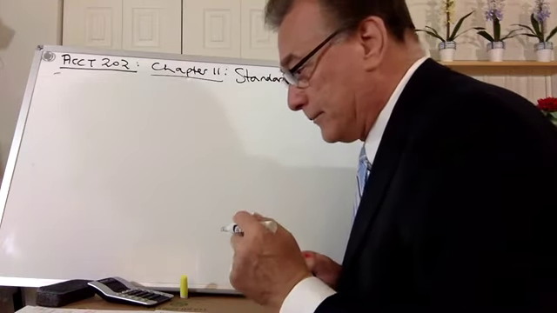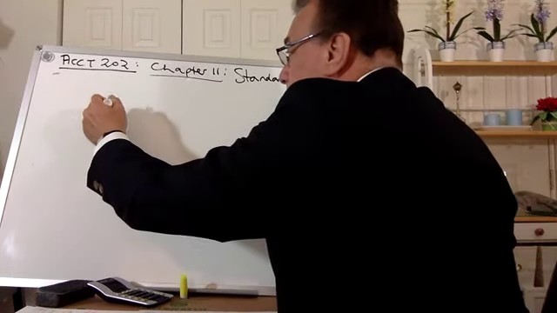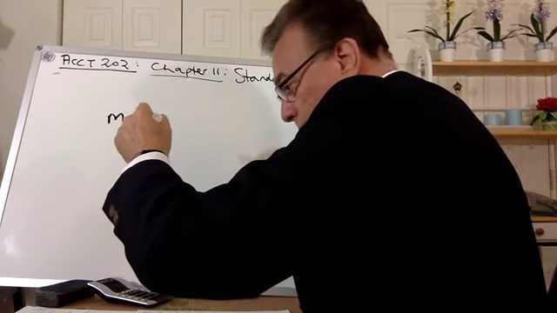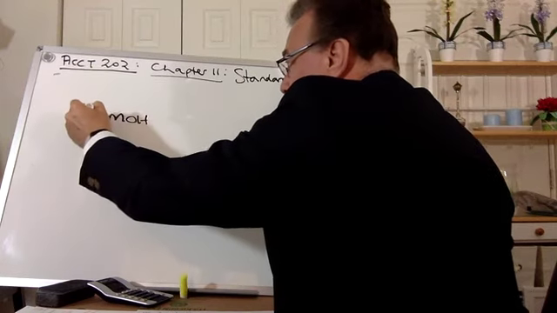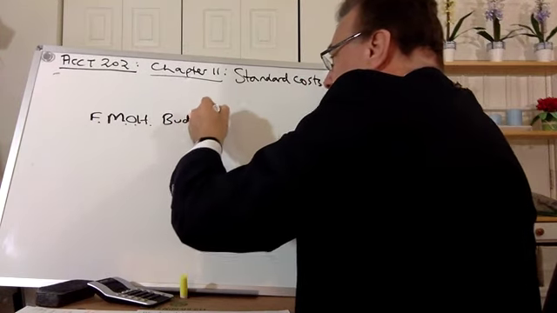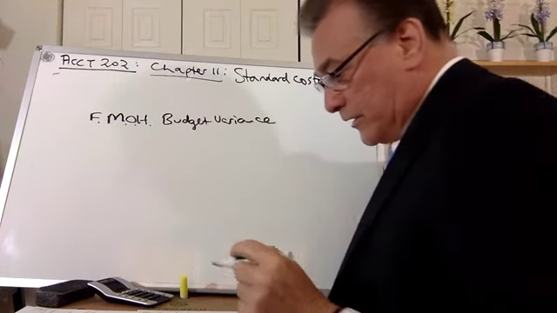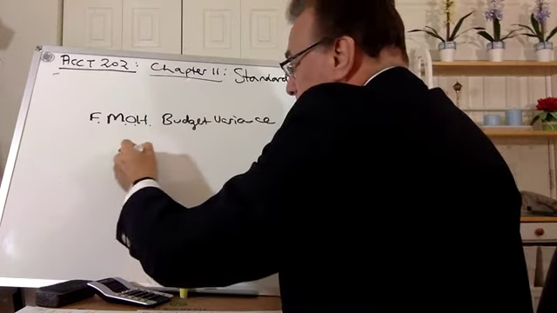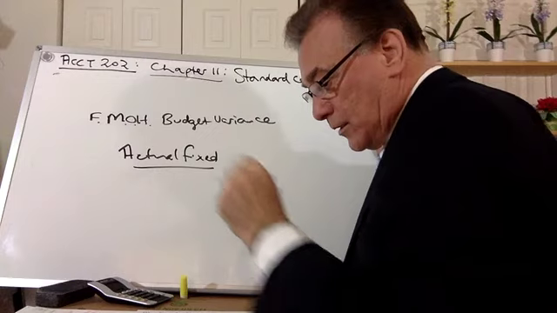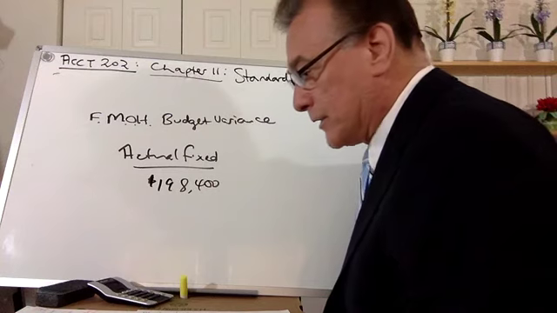Let's go have a look at this. We've got the fixed manufacturing overhead budget variance. This is fixed, right? So we take our actual fixed overhead, and that is $198,400. They give that to us in the question.